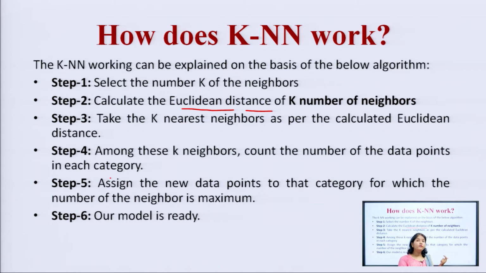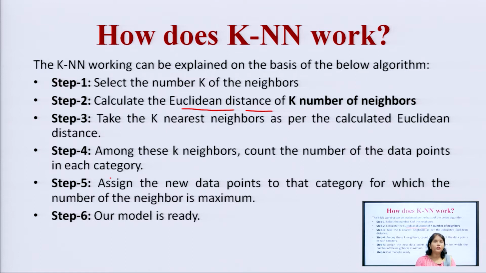Okay. One was to select the number k of the neighbors. I have told you, k neighbors means 3 neighbors, 4 neighbors. One data point is given and you have to find out the nearest neighbors. Nearest neighbors means a number will be given, and you have to find the 4, 5, 6, whatever it is. So, select the number first, okay, and after that what?